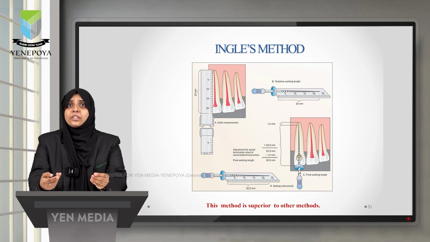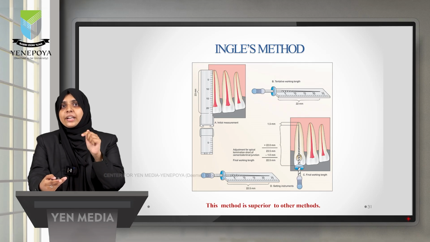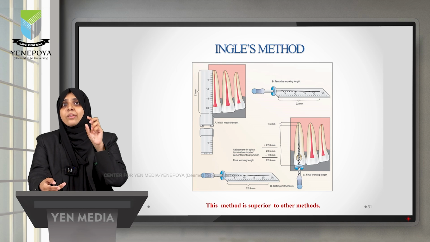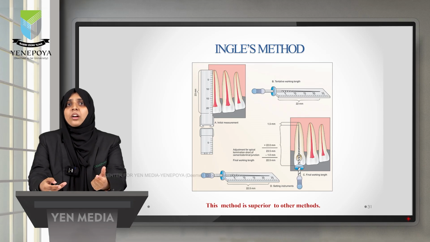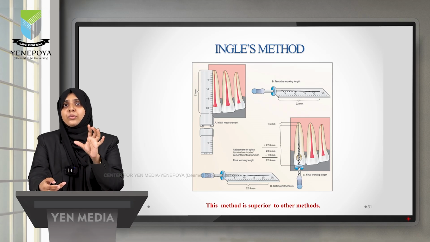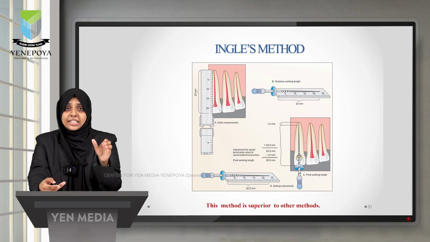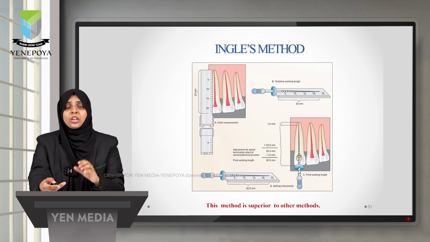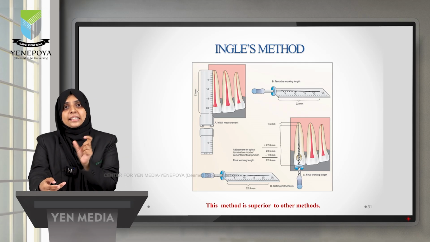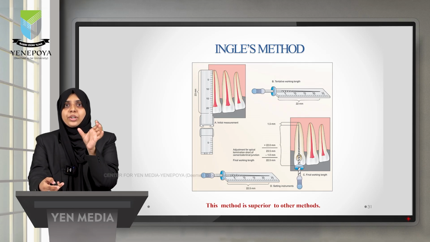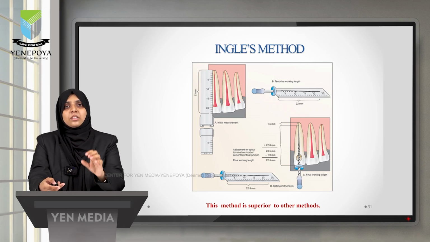After that the file is placed into the canal and the radiograph is taken, after which we have to see the distance between where the file is ending and the apex. If the distance is more than 1 mm, we have to readjust the file and take one more radiograph. After we get the estimated working length, from this estimated working length we have to reduce 1 millimeter. Why do we have to reduce this 1 millimeter? It is considered as a safety factor. So we reduce 1 millimeter and continue with the instrumentation.